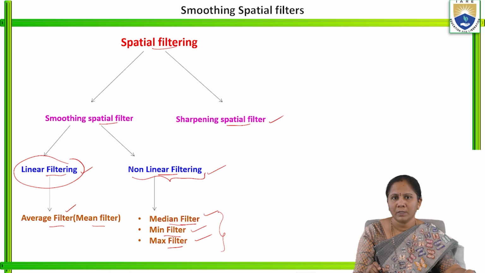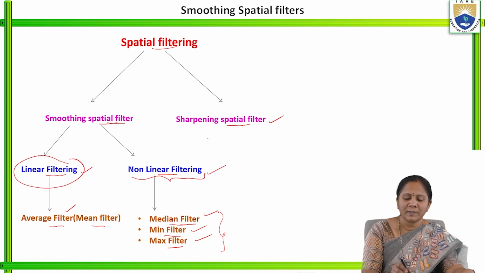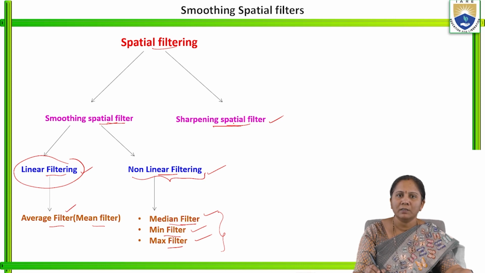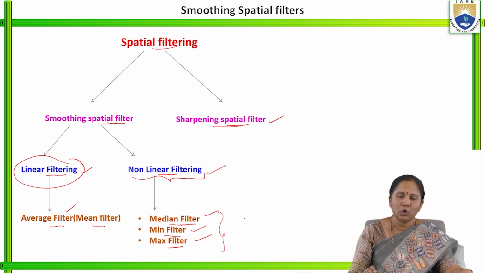Coming to the maximum filter, in this case also, we arrange all the given pixels in the shaded region in ascending order. After writing, we consider which one is the maximum pixel value, and that value is placed as the center pixel value in the image. This is how the operation is performed. Whether it is the smoothing spatial filter or the sharpening spatial filter, both are used for image enhancement only. Now we will discuss non-linear filtering in detail.